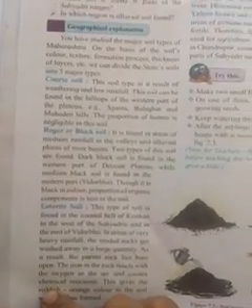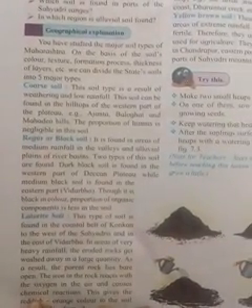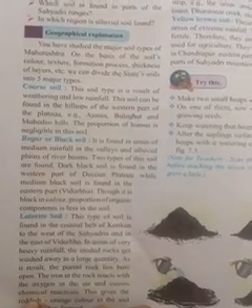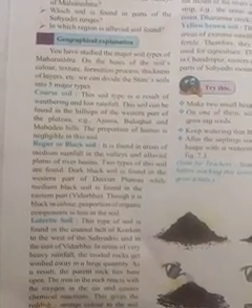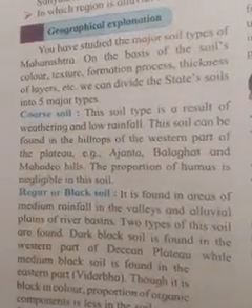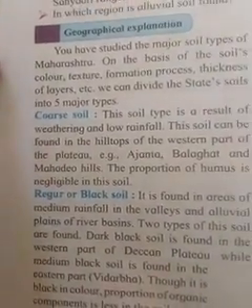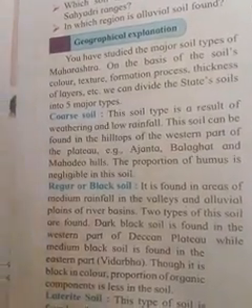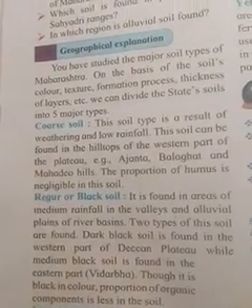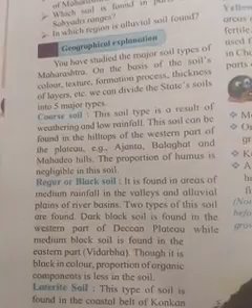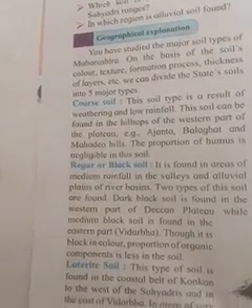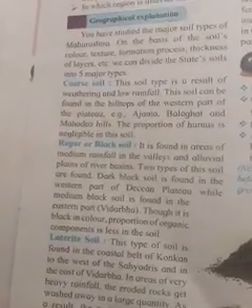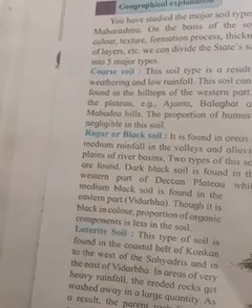Good morning, students. Our next point in this topic is the types of soils. You have studied the major soil types of Maharashtra on the basis of color, texture, formation process, thickness of the layer, etc. We can divide the state's soil into five major types. Here are the five major types of soil: first is the coarse soil, regular black soil, laterite soil, and then alluvial soil or the yellow-brown soil.